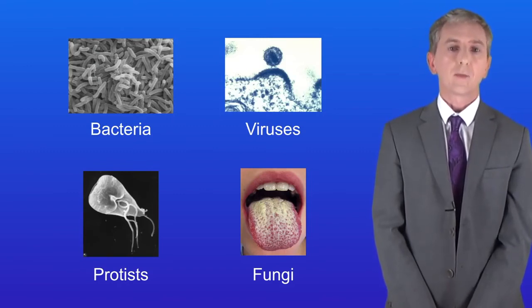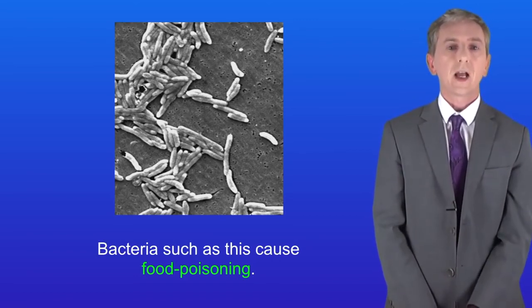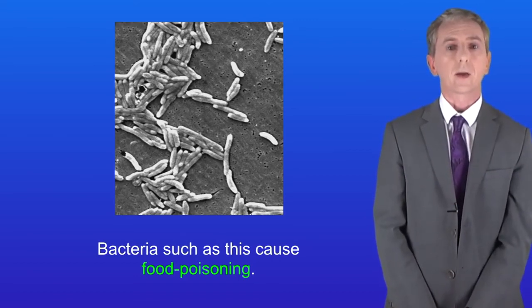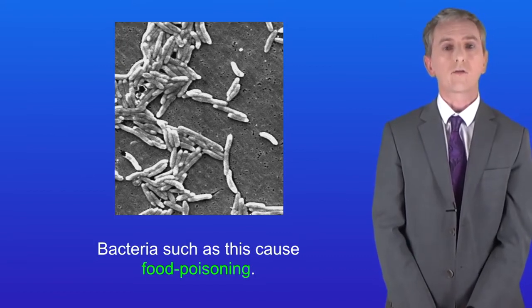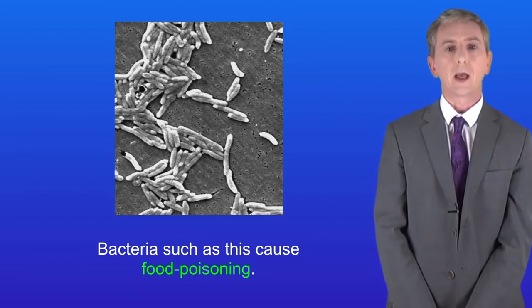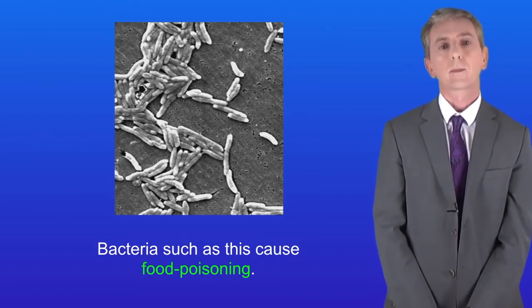I'm showing you a picture of bacteria under the microscope here. These are a type of bacteria which cause food poisoning. Around 300,000 people in the UK get food poisoning from this type of bacteria every year. Fortunately, most people recover from food poisoning, but sometimes it can be fatal. In fact, many bacterial diseases can kill us.